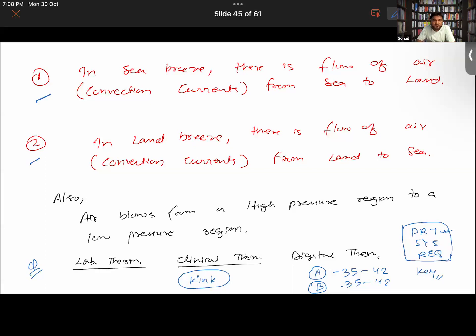No, sir. In a land breeze, there is a flow of air convection currents from land to sea. Also, then after that. Okay. Air blows from a high pressure region to a low pressure region. Okay. All right. Shall we move ahead then?